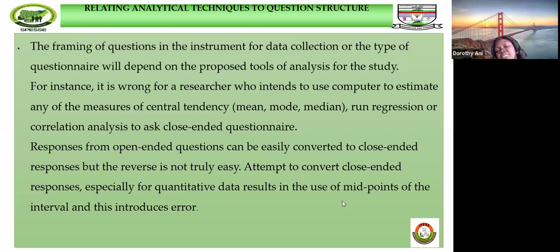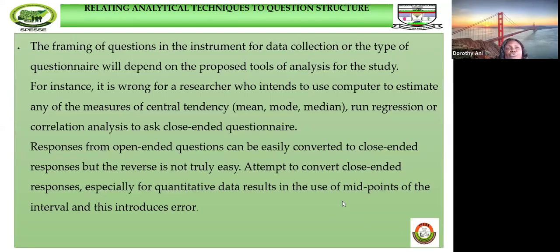If you have already obtained it in that optional form, in that 20 to 30, 30 to 40, and like that, it's not easy to change it to a raw form again. Some of you that did statistics, if you have to change it, you have to go and calculate their class midpoint. It will only give you an approximation of what the real age of that person will be. So attempting to convert close-ended question responses, especially for quantitative data, results in the use of midpoints and intervals, and this already introduces error. So what are we saying here?